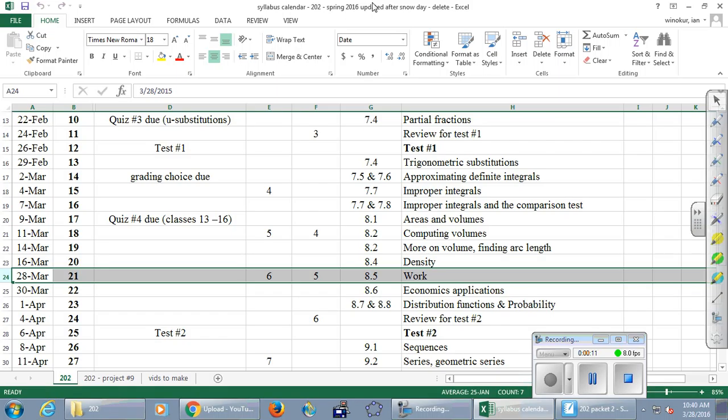Happy Monday. Today we are going to cover another physics topic called work. Last class we talked about density. We will use some of the density stuff we did last class in today's class.